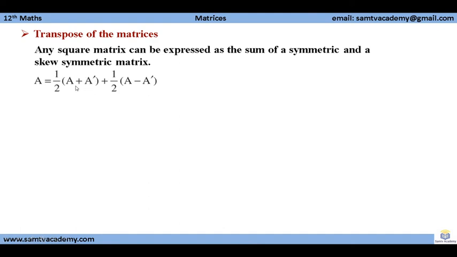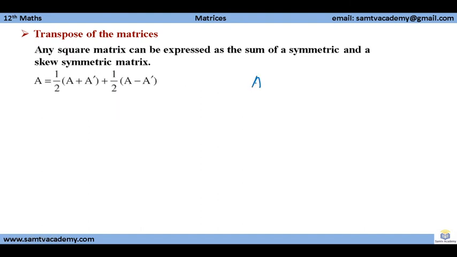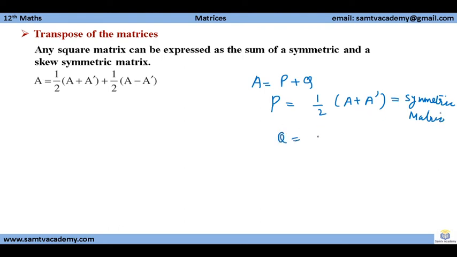So any constant multiplied with it will also be a symmetric matrix. Similarly, A minus A transpose is a skew symmetric matrix. So if a constant is also multiplied with that, then it will also be a skew symmetric matrix. So we can take it like this. We can write A is equal to P plus Q, where P is equal to 1 by 2 of A plus A transpose, that is a symmetric matrix. And similarly, Q is equal to 1 by 2 of A minus A transpose, which is a skew symmetric matrix.